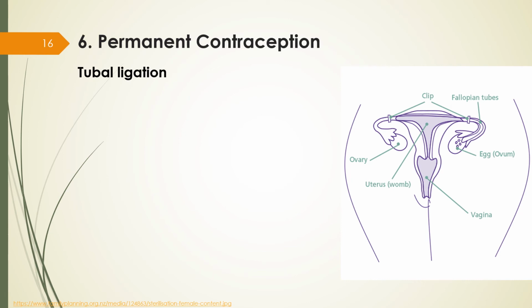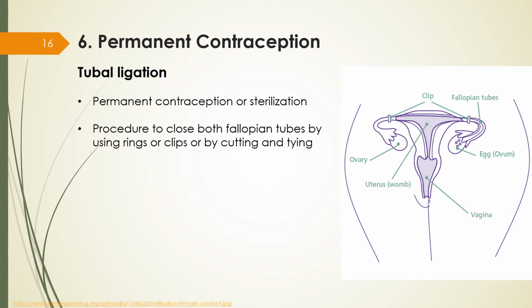And now for the woman, there is tubal ligation. It's also permanent contraception or sterilization. It's a procedure to close both fallopian tubes by using rings or clips. Here in this picture, it represents a clip, but you can use rings or sometimes cutting and tying. Doctors sometimes opt for clips or rings because if you cut, it's going to be irreversible. But if you use these clips or rings, you still have a chance to reverse it, but it's not 100%.